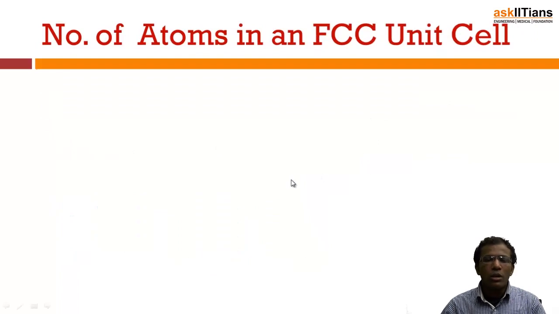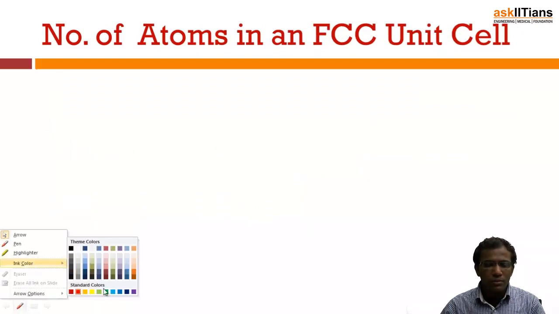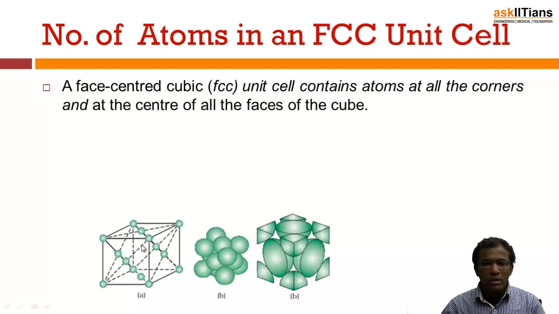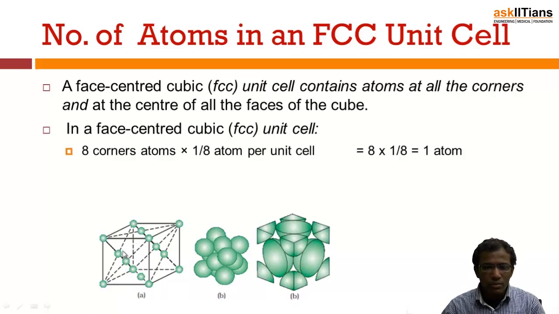So, let us go to the number of atoms present in an FCC unit cell. We know that in an FCC unit cell, the particles are present at the corners and they are also present at the face centers. Okay. So, let us calculate the total number of atoms. So, we have 8 corner atoms into 1 by 8th atom per unit cell.